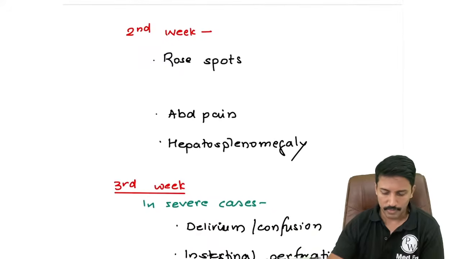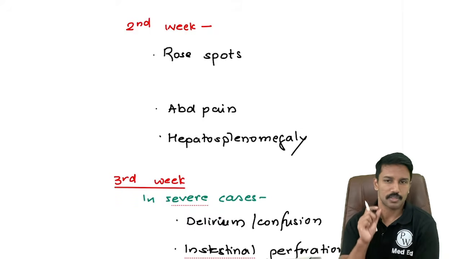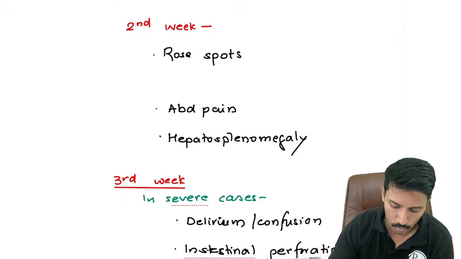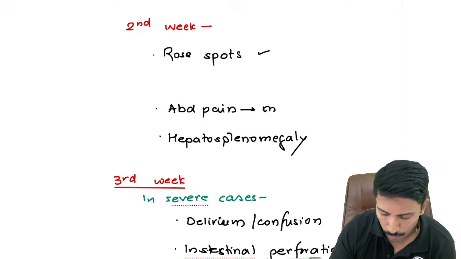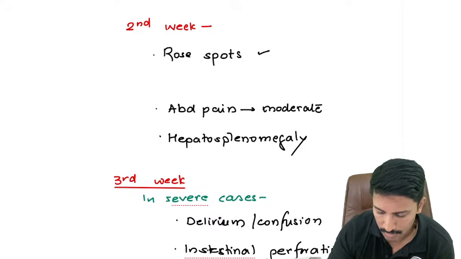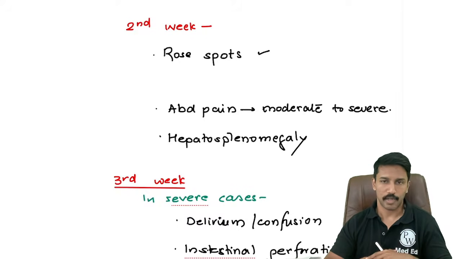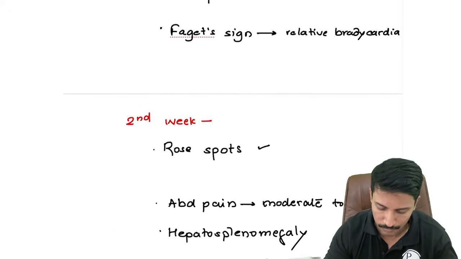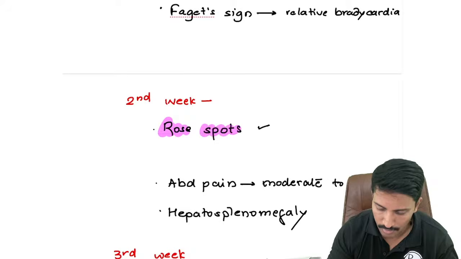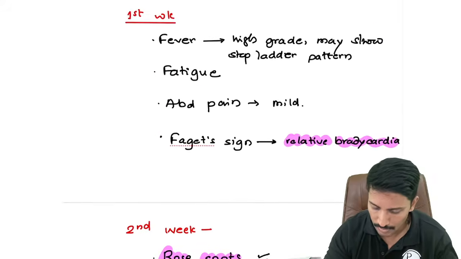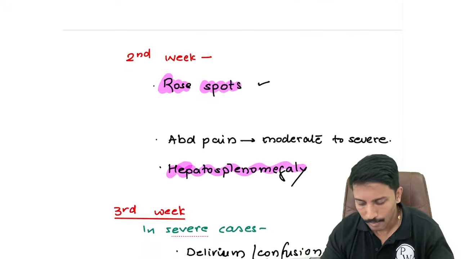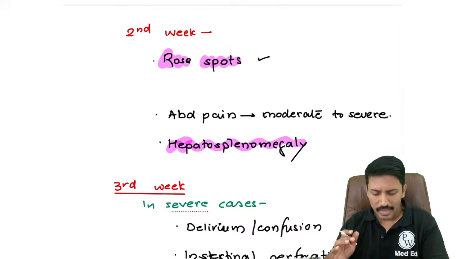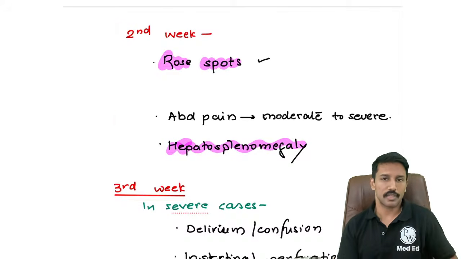As we progress to the second week, patients start developing rose spots, right? Tiny rashes on the body, rose spots. Okay, and then the abdominal pain during the second week starts becoming more severe, right? The intensity of the abdominal pain increases, it becomes moderate to severe, and in the second week the spleen and liver may become palpable. Okay, so for the first week, the main things you have to write are fever and relative bradycardia. For the second week you have to write about the rose spots and hepatosplenomegaly.